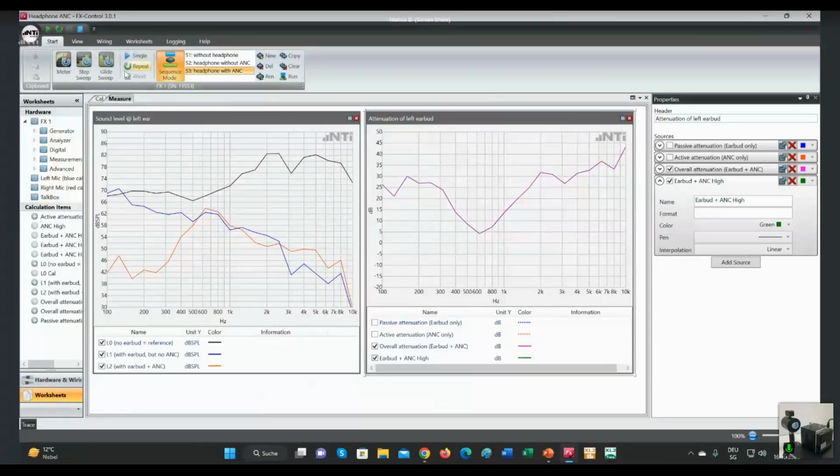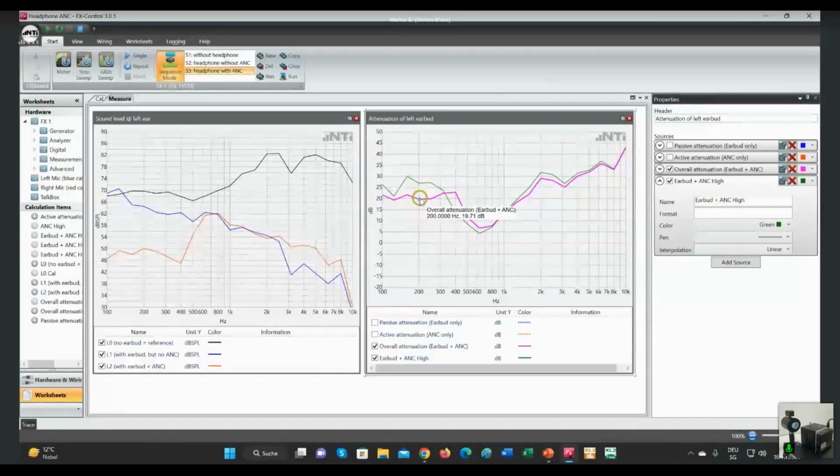Now I redo the last measurement with the low ANC. And you see immediately the result. Pink is the new result. Pink would be ANC low. Green is ANC high. And here you see, especially again in the low frequency range, the ANC algorithm is pretty effective in the low frequency range.